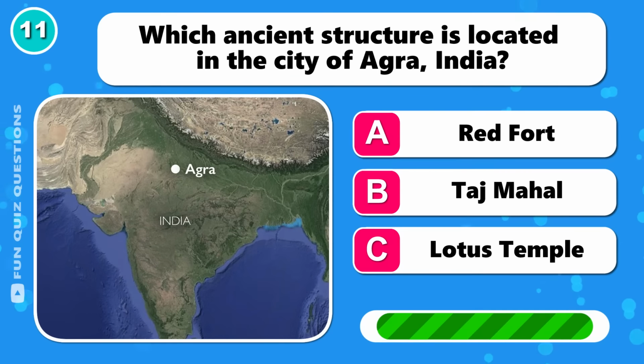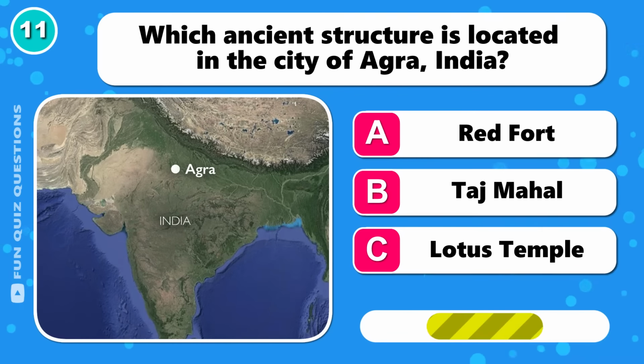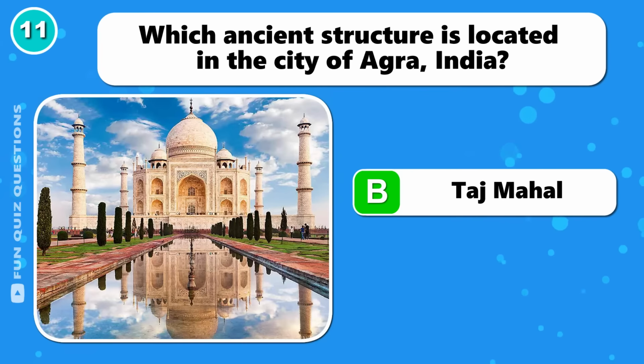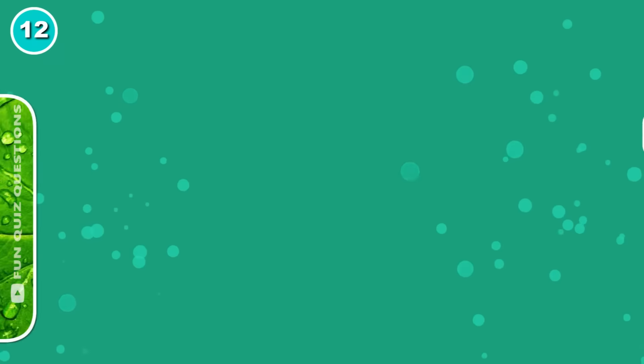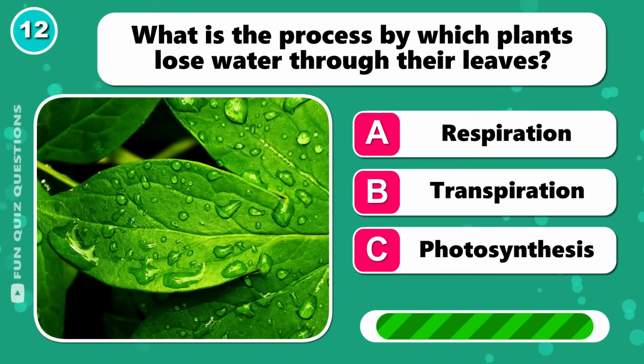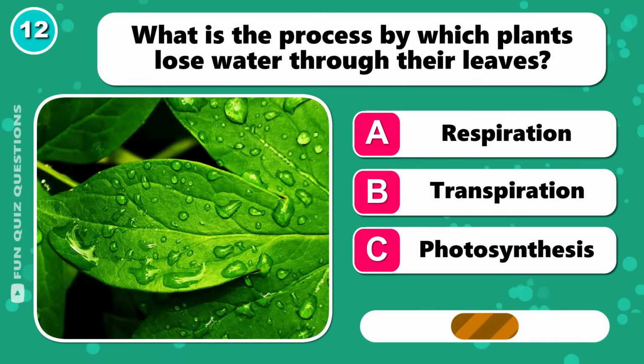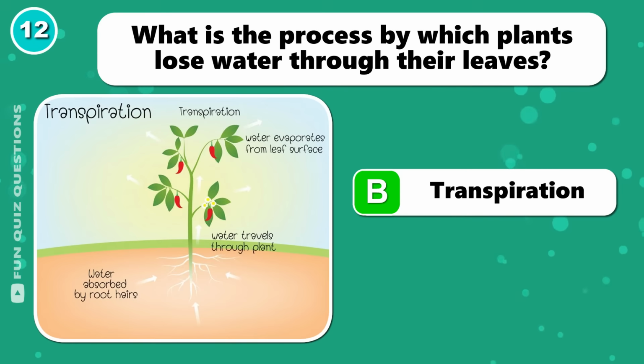Which ancient structure is located in the city of Agra, India? Yeah, it's B, Taj Mahal. What is the process by which plants lose water through their leaves? It's B, transpiration.